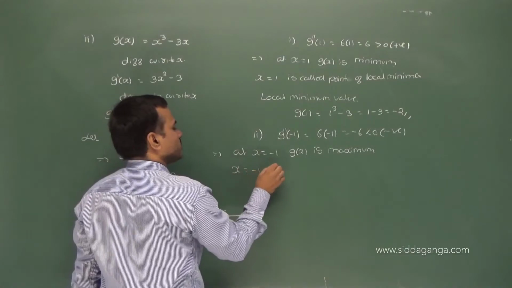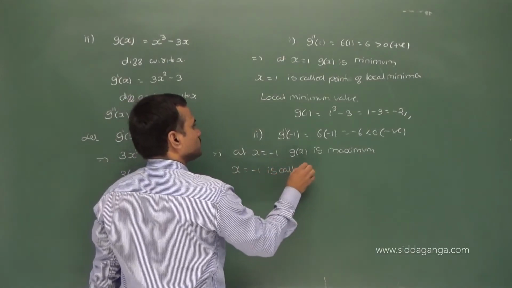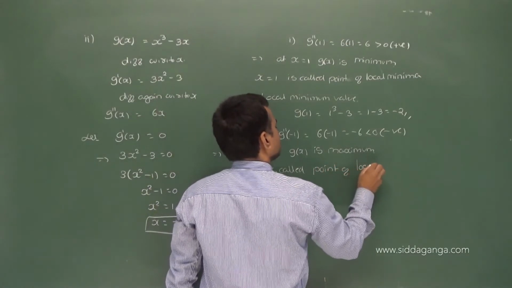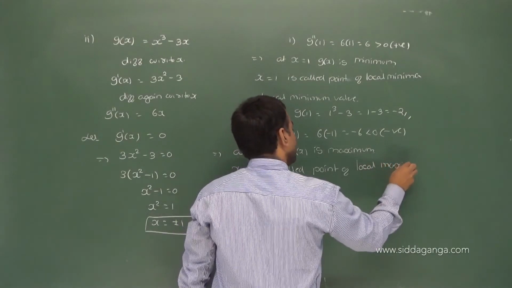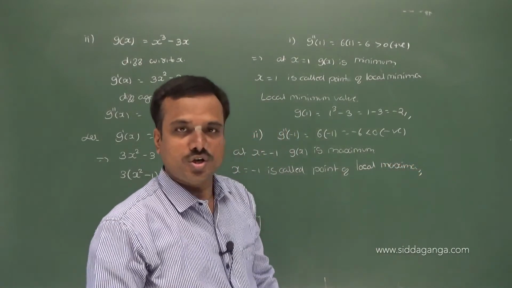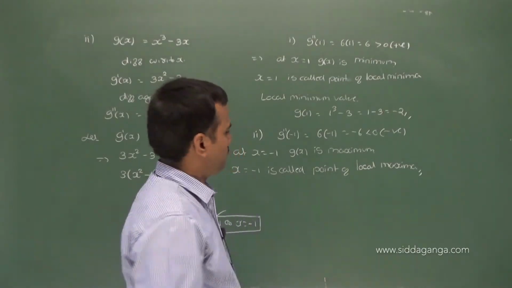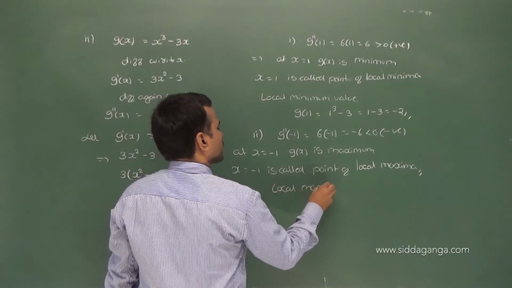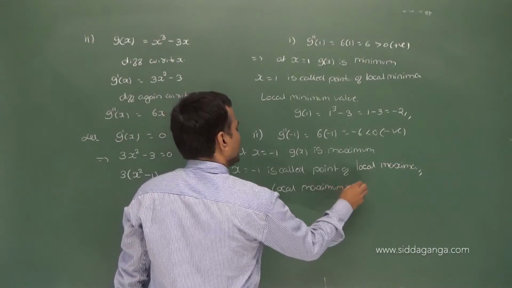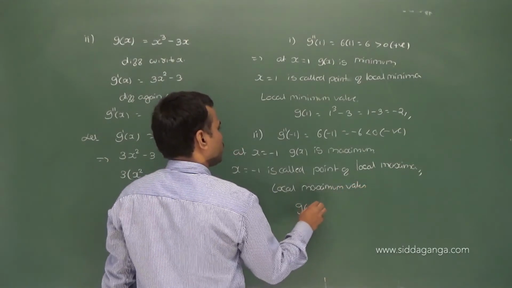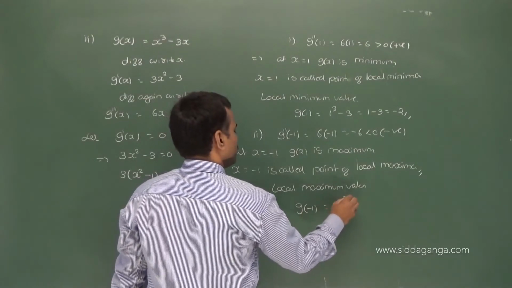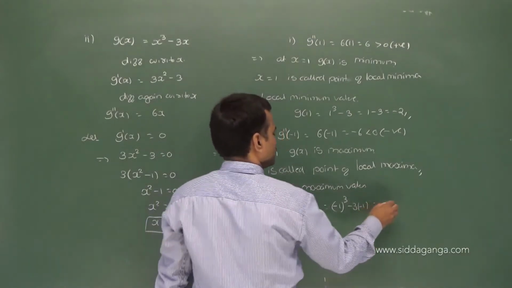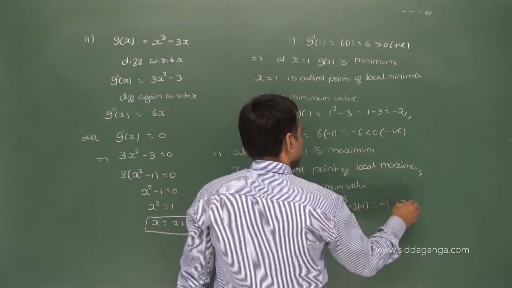X is equal to minus 1 is called the point of local maxima. Point of what? Local maxima. Then local maximum value: g of minus 1 is minus 1 cube minus 3 into minus 1. What? Minus 1 cube is minus 1, minus into minus plus 3, it is 2.